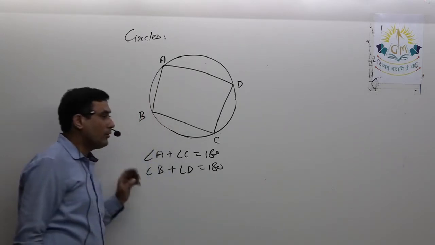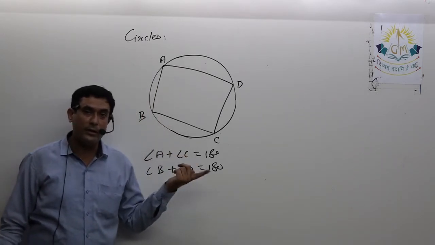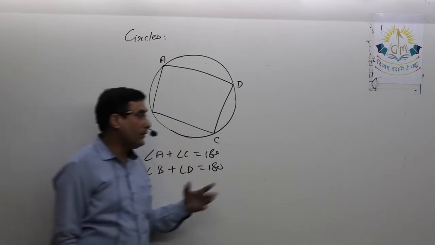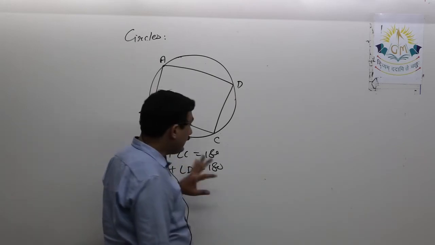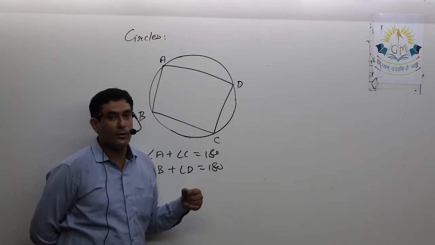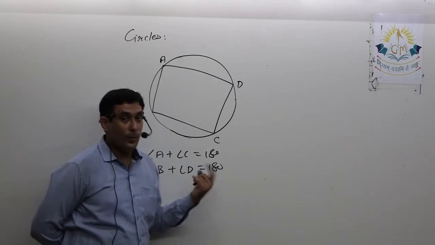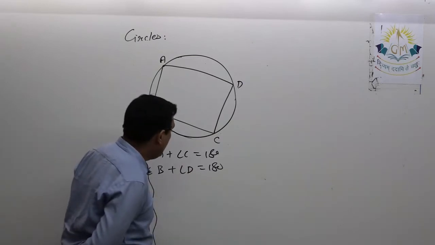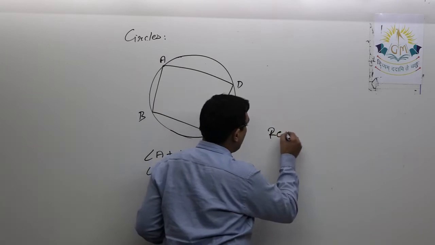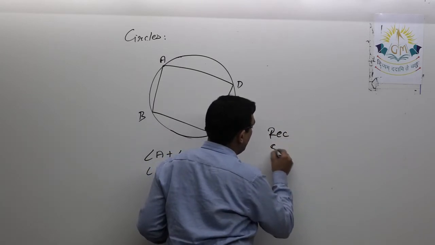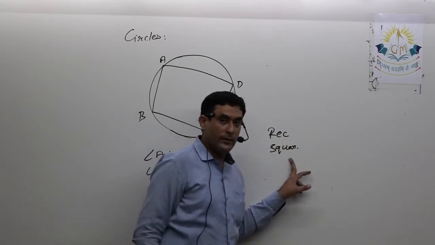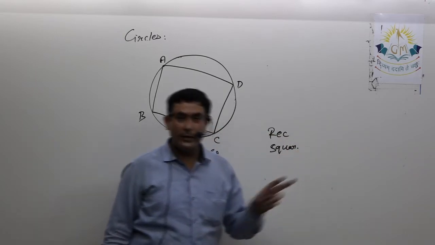Now its converse is also true. Here what they are saying, if the quadrilateral is cyclic, sum of its pair of opposite angles is 180. Now its converse is that if the sum of two opposite angles of any quadrilateral is 180, then the quadrilateral will be cyclic. For example, definitely we can say rectangle is cyclic. Definitely we can say a square is cyclic because in a square sum of opposite angle is 180, in rectangle sum of opposite angle is 180.